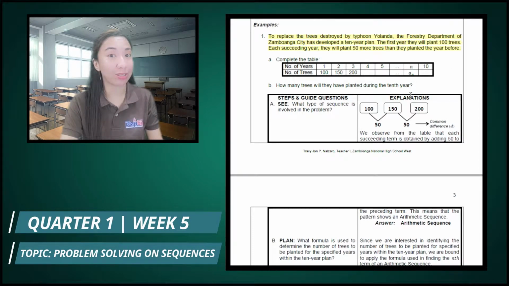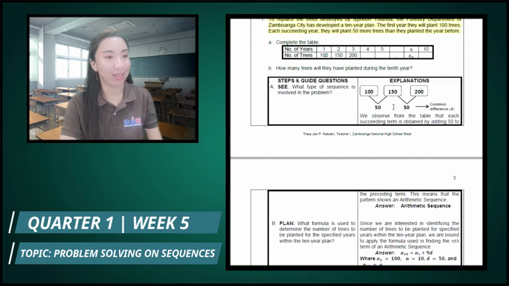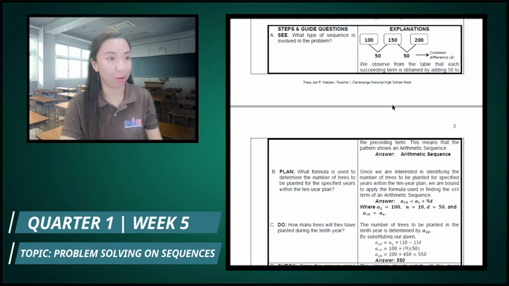Now, given the 4 steps that were presented earlier, let us try to apply them in solving this kind of problem. So let's have the first one. As you can see, on the left side of the table you can see the steps and the guide questions, and on the right side, the explanations. Letter A, See. What type of sequence is involved in the problem?